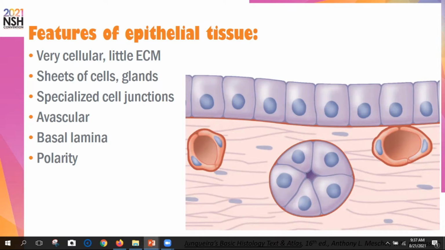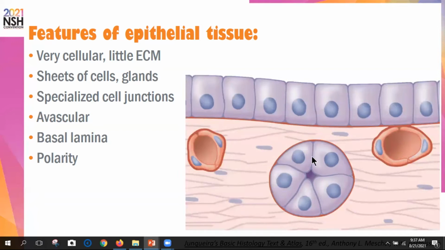Epithelium is very cellular with little extracellular matrix. So if you can see my arrow, up here we have a sheet of epithelial cells. It is at a surface. Down here we have glandular epithelium. So we have the 2 basic forms, okay?